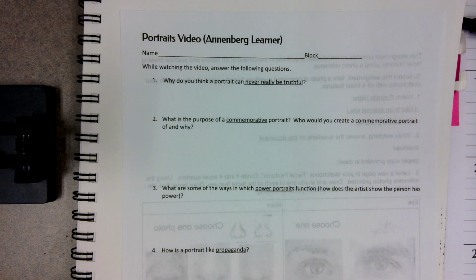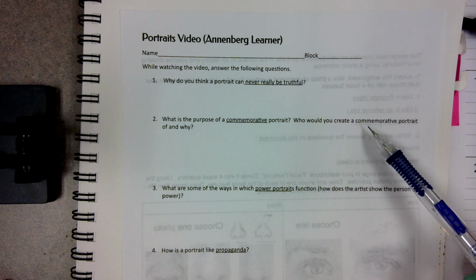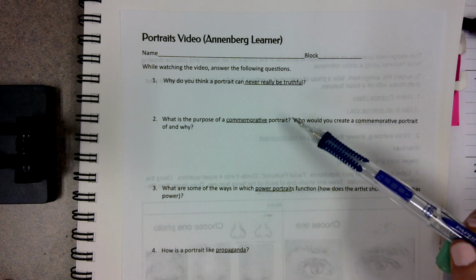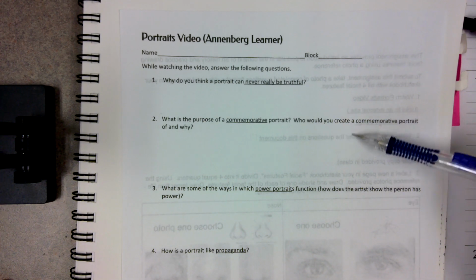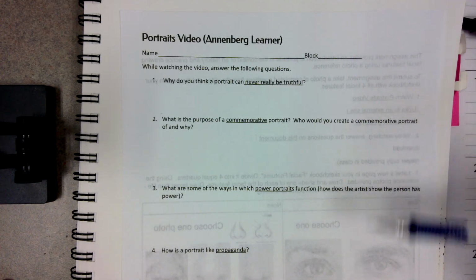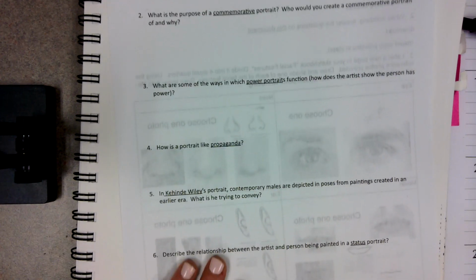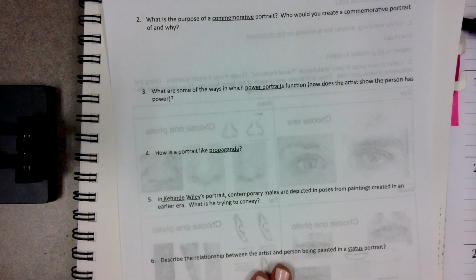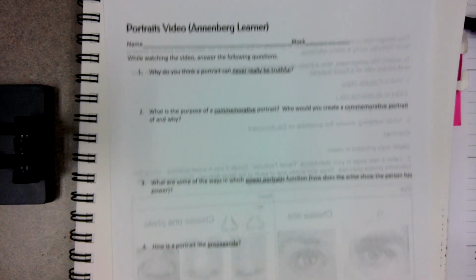Now, not all of them need to be answered while you're watching the video. You could take some notes and then come back and answer them later, such as number 2. Who would you create a commemorative portrait of and why? In the video, you're going to learn about what a commemorative portrait is, but after you're done watching the video, you would come back and answer that question. So that's the first part. There are 6 different questions there. Please answer them, and give details or cite evidence to support your answers.